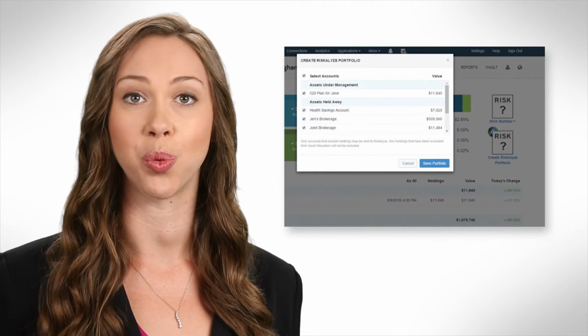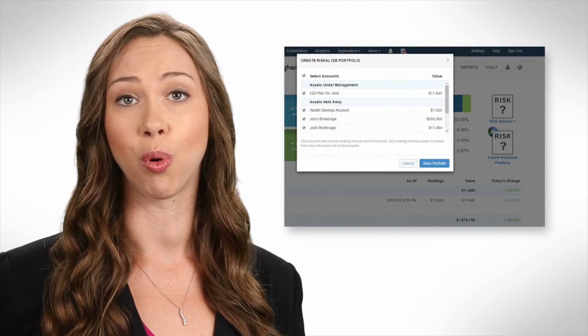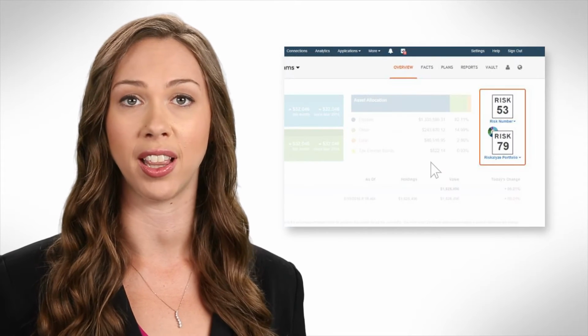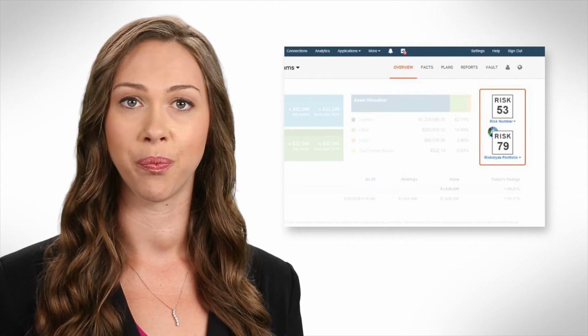We've simplified the process to generate a client's portfolio risk number down to just 3 easy steps. With just a few clicks, a client's portfolio information is synchronized between eMoney and Riskalyze, and their portfolio risk number is displayed directly on the eMoney client overview page.